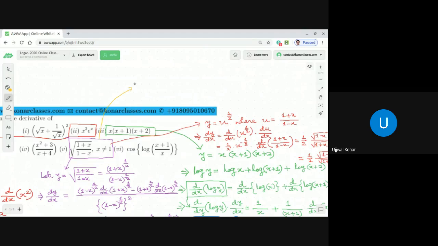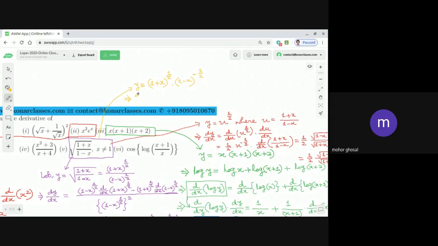So what I can write here is y is equal to (1 plus x) power 1 by 2 into (1 minus x) power minus 1 by 2. All of you agree with me? Disha, you agree with me? Yes. Okay, correct. So now it becomes a product rule if we differentiate.